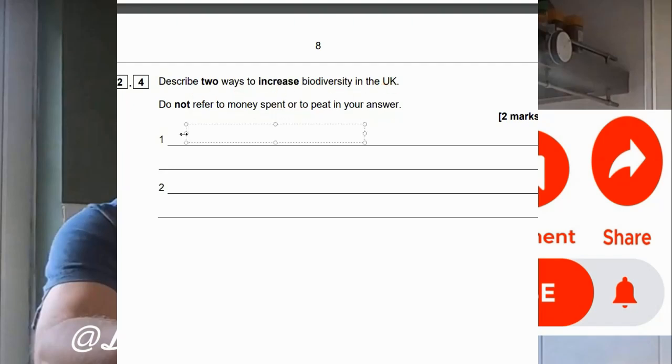Let's move on. 2.4. Describe 2 ways to increase biodiversity in the UK. Okay, there's loads of ways. Don't refer to increasing the amount of money spent or talk about peat. Right, well, we can do something called rewilding, which is taking things from zoos or from seed banks and putting them back out into the wild. We can plant more trees to create more habitats.